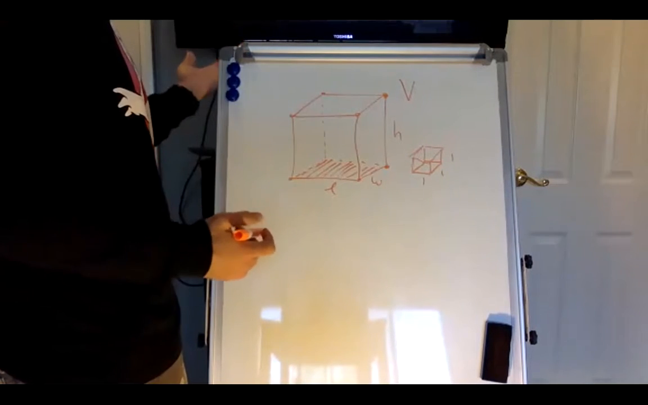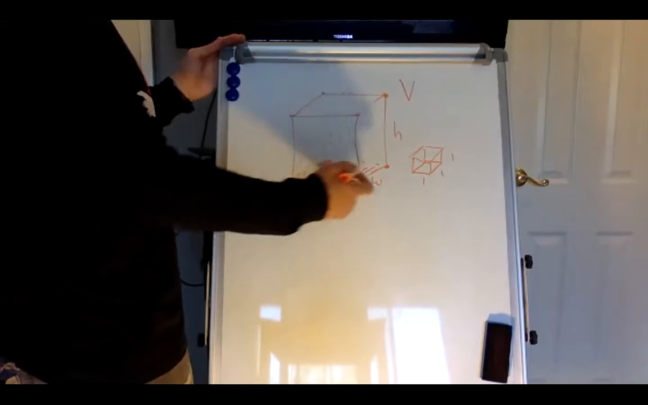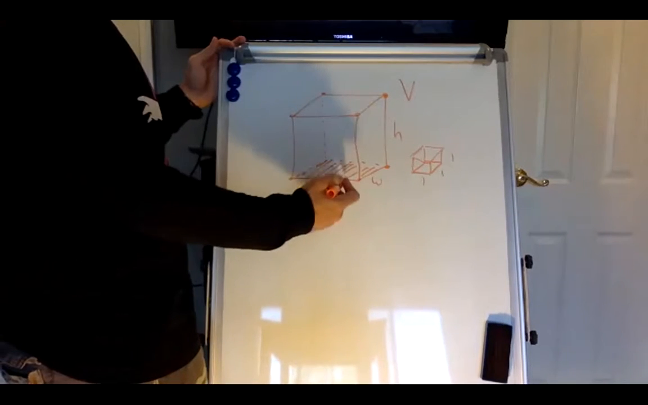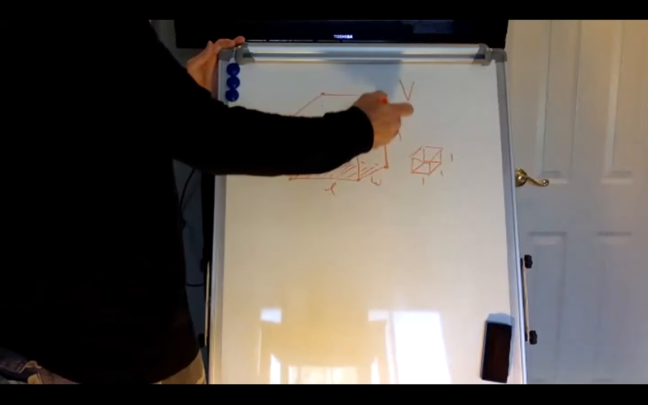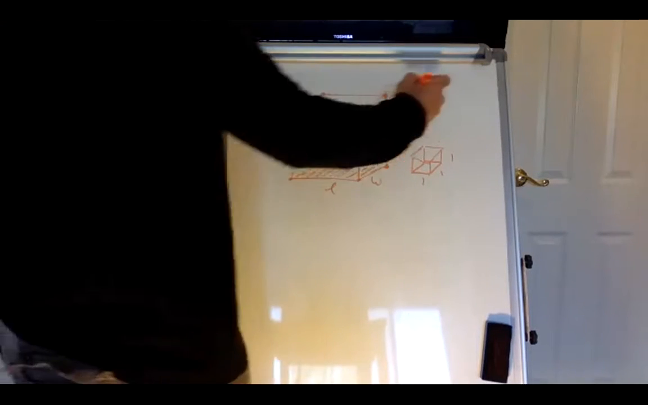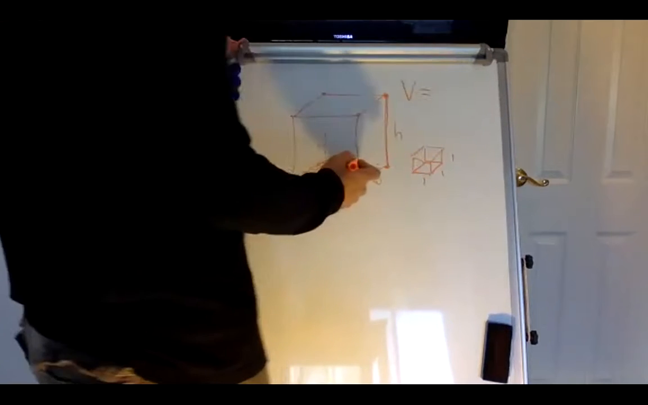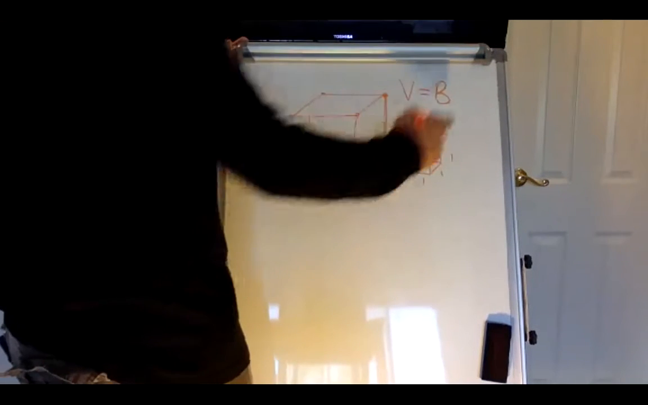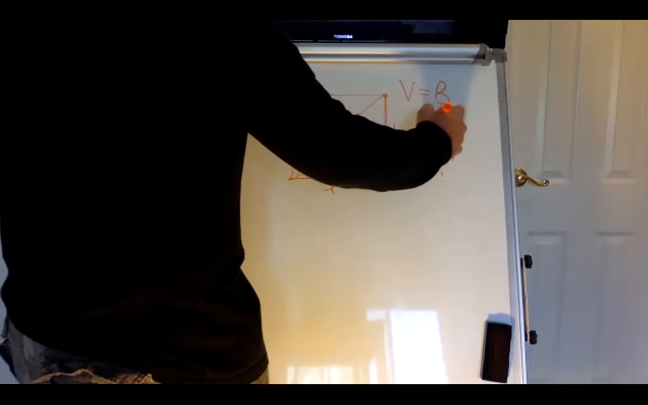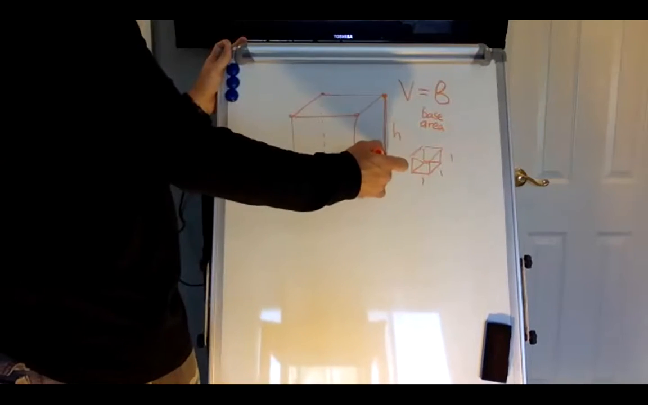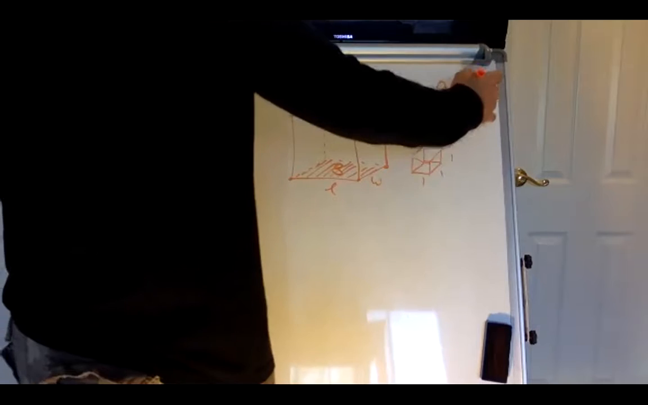Now, if you noticed how I did it, I took one area. This length times width gave me the area. And I multiplied by how many of those I had. So I'm going to call this area down here the base area. Capital B means base area. And I'm going to multiply that times that one-dimensional height.